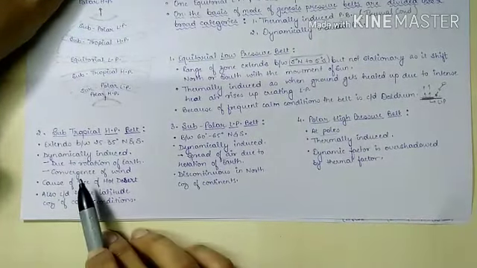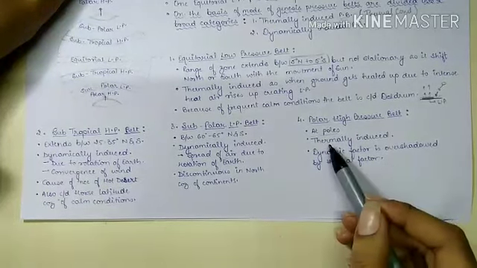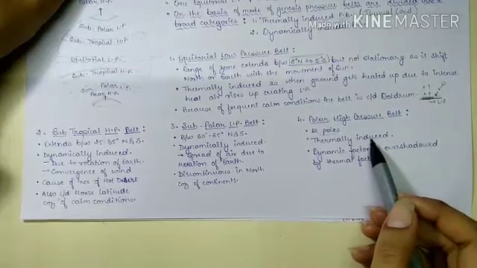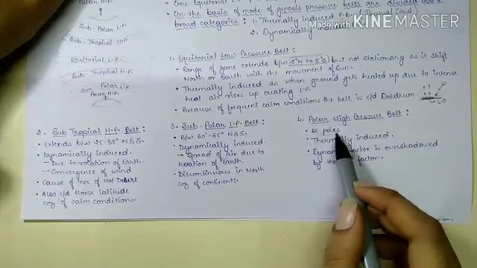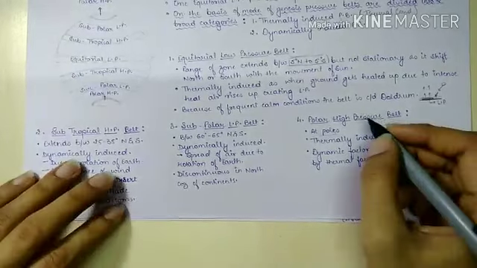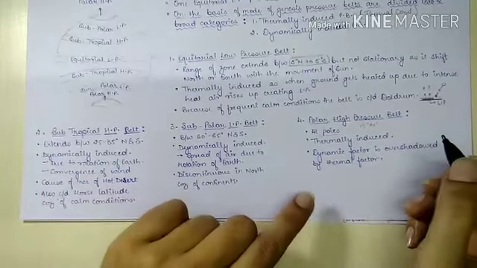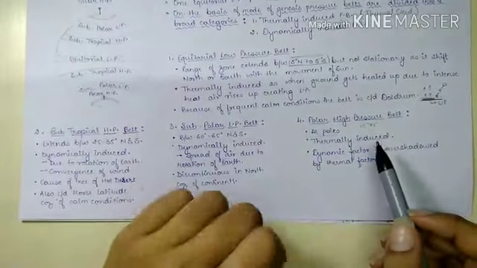Now first we will look at the polar high pressure belt. Polar high pressure belt is also a thermally induced pressure belt. It is at the poles, that is 85 degree to 90 degree, north and south. Okay, they are thermally induced.